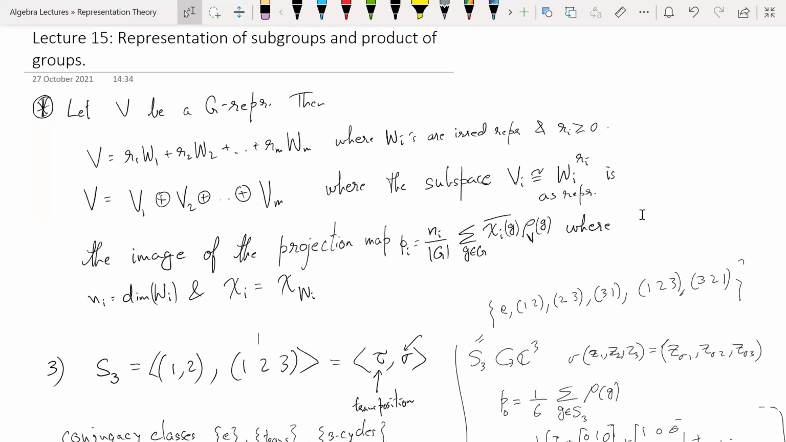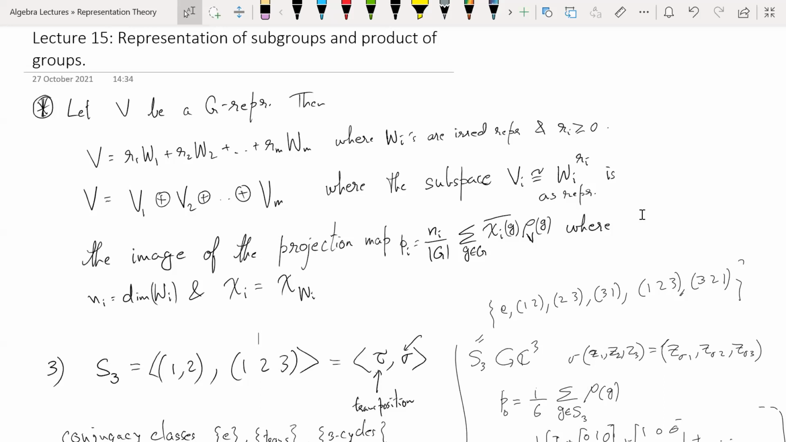So Vi is a sub-representation of V such that it is composed of irreducible representation Wi's. So it is a certain number of copies, Ri number of copies, of Wi.